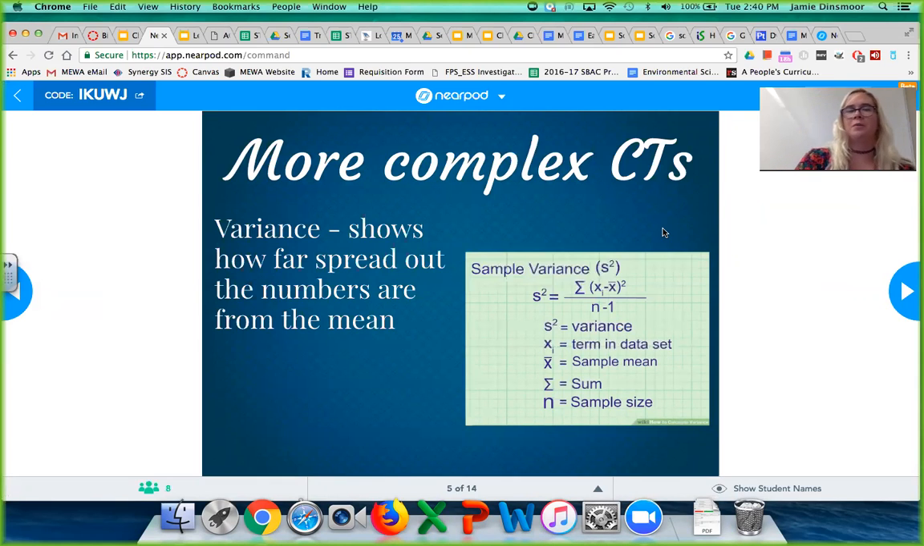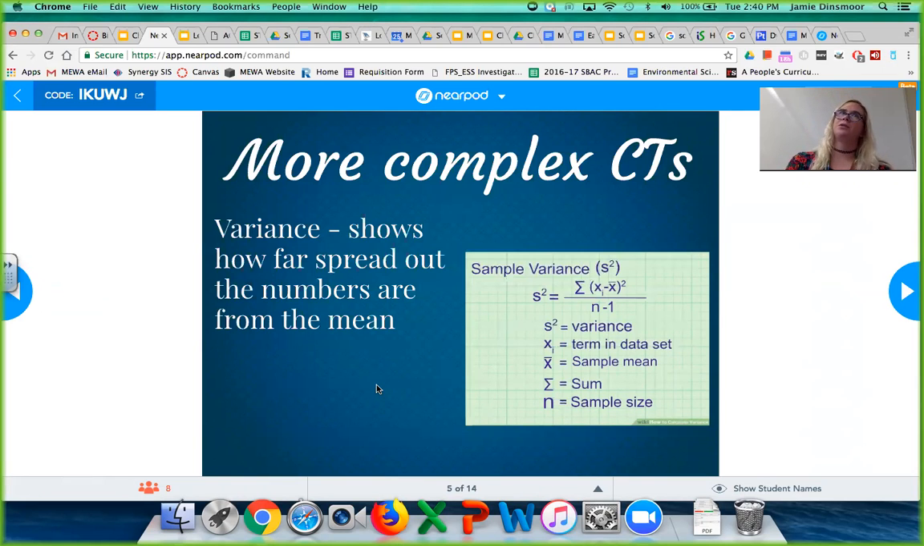So we know of something called the variance. I say we because you're about to know about it. That's the formula there to the right, which is, you know, maybe not the easiest formula to understand in the world, which we'll break it down in a second. But this shows how far spread out the numbers are from the mean.